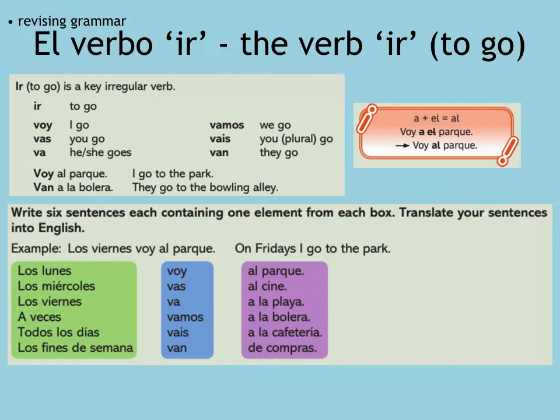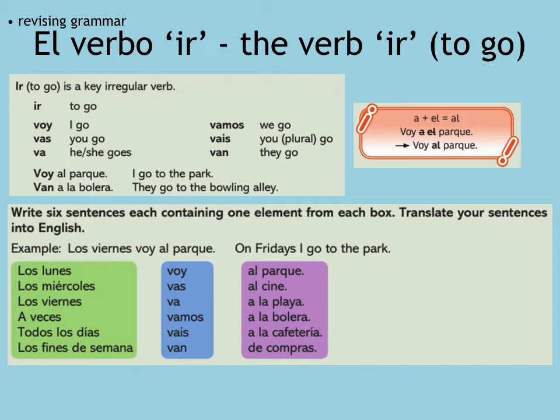So ir is the infinitive to go. Voy is I go. Vas is you go. Va is he or she goes. Vamos, which you've probably heard lots of times. Vamos is we go. Vais is you plural go. So as in you all go. And van is they go.